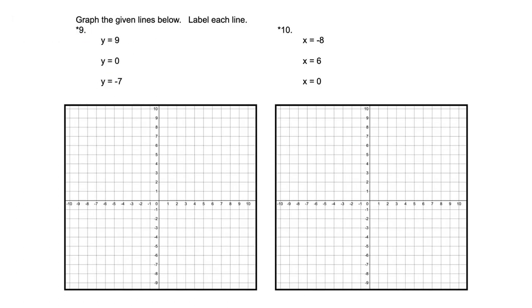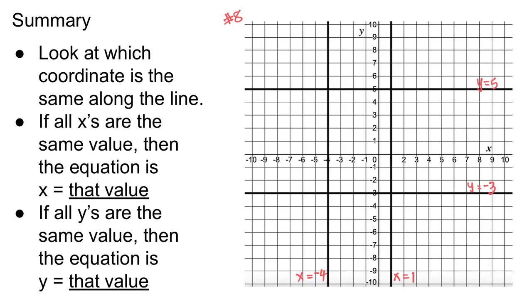For questions 9 and 10, you are going to graph them on their corresponding coordinate planes. In summary, you're going to look at which coordinate is the same along the line. If all the x's are the same, then you know the equation is going to be x is whatever that value is. If all of the y's are the same value, then the equation is going to be y equals whatever that value is. There's only one variable used in the equation of a horizontal or vertical line.